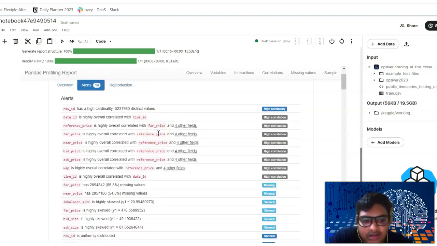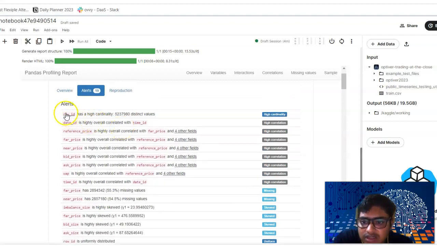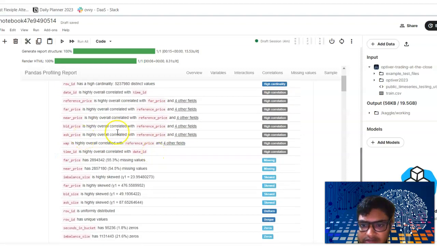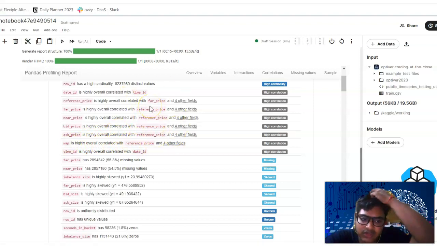It will give us high correlation warnings. As you can see, row ID has high cardinality with distinct values, and obviously date ID is also distinct. Reference price is correlated with fair price and four other things. Fair price is correlated with the reference price, near price with the reference price, bid price with the reference price, ask price with the reference price, and WAP is also correlated with the reference price. So maybe using this correlation information we can make some extra features, or do some feature engineering with that.